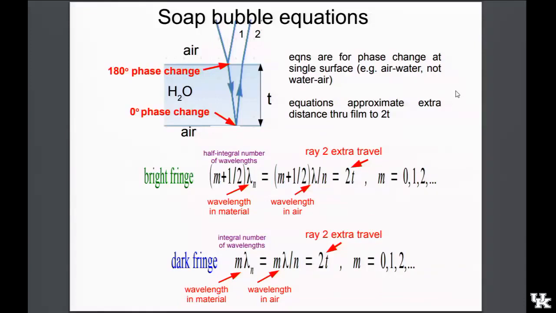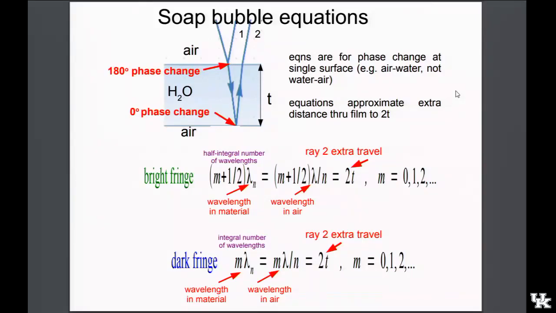So this says that if you've got this extra distance, 2t, that is a half integral number of wavelengths, so half a wavelength, 3 halves a wavelength, 5 halves a wavelength, 7 halves a wavelength, that's when you're going to get a bright fringe. That's when you're going to get constructive interference.